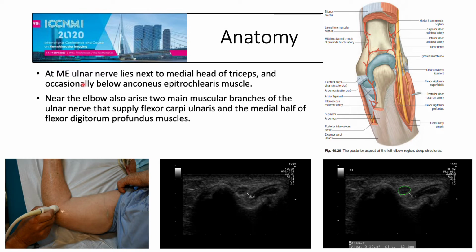At the medial epicondyle, the ulnar nerve lies next to the medial head of triceps and occasionally below the anconeus epitrochlearis muscle. So this muscle would be seen here at this position in this proportion of patients. Near the elbow also arise 2 main muscular branches of the ulnar nerve that supply the flexor carpi ulnaris and the medial half of the flexor digitorum profundus muscles. So this is the medial epicondyle, this is the triceps muscle, and this is the ulnar nerve. And this is also the position where we typically measure the cross-sectional area of the nerve.